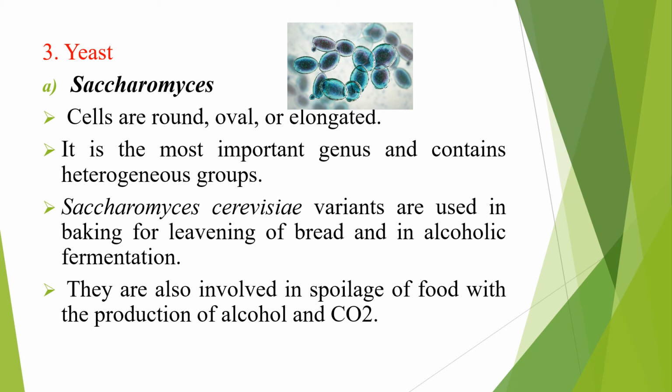So the next group is the yeast. First one is the Saccharomyces. By structure, they can be round, oval, or elongated, and it is one of the most important genera, and also contains heterogeneous groups. Saccharomyces cerevisiae is mainly used in the leavening of bread and also in many alcoholic fermentation processes. At the same time, many species of Saccharomyces are also involved in the spoilage of many food items with the production of alcohol and carbon dioxide.